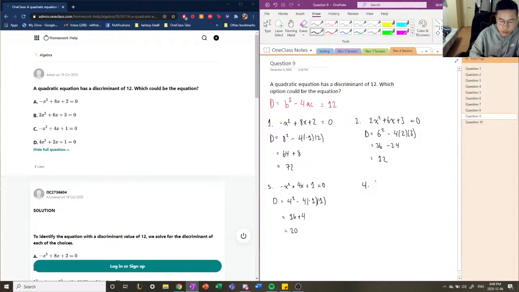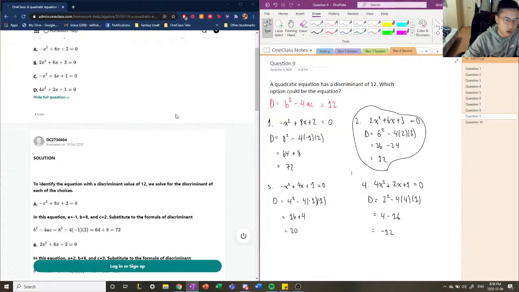And our fourth option is going to be 4x squared plus 2x plus 1 equal to 0. And so b is equal to 2, so it's 2 squared minus 4 times a, which is 4, times c, which is 1. And that gives us 4 minus 16, which is equal to negative 12. We have found our answer, which is option number B, or option number 2.